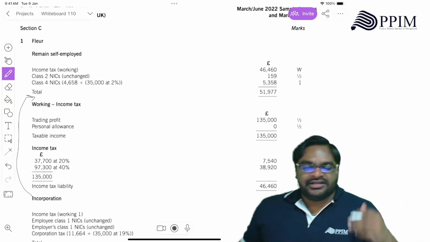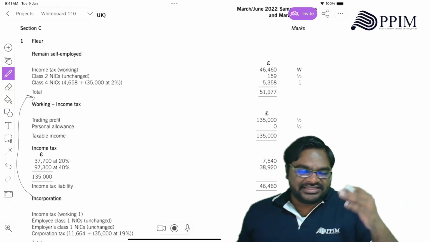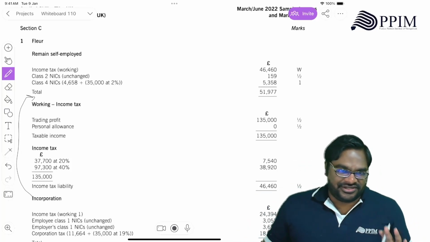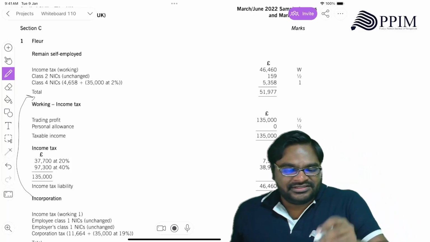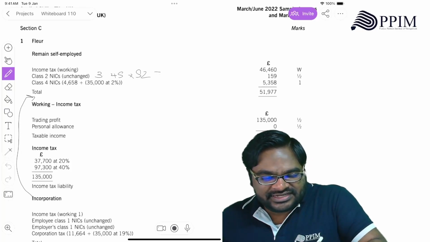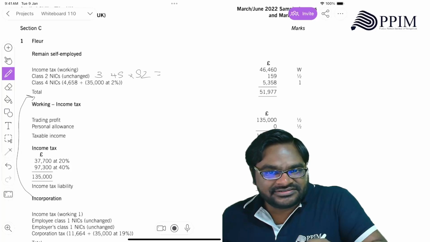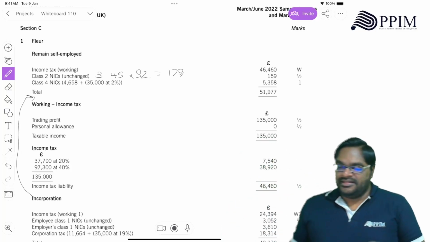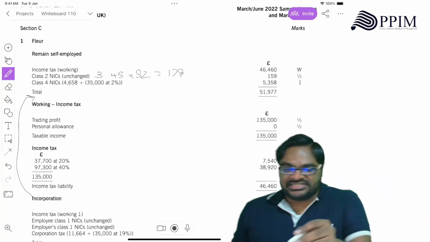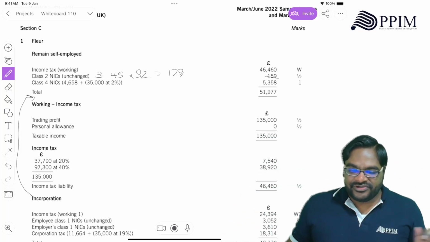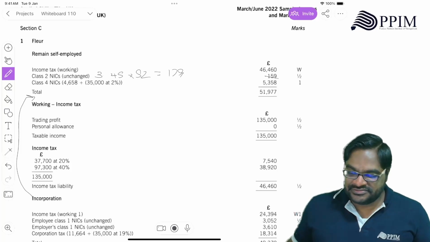Right. Now let's take one by one. By the face of this itself, I can see class 2 NIC is wrong. This should be 3.45 into 52. That is 174 or something, right? 179. So this NIC should change. That we all agree.